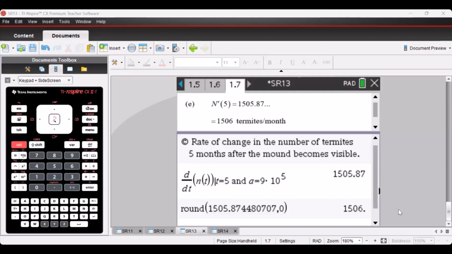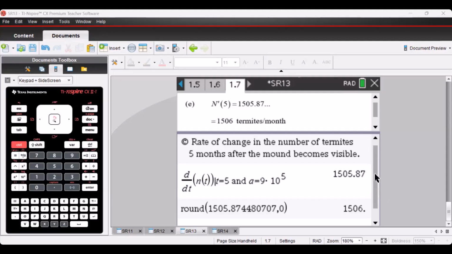1505.87... And to the nearest number of termites, and remembering that this is a rate of change per month, so the units are going to be termites per month, the instantaneous rate of change in the number of termites 5 months after the mound becomes visible is 1,506 termites per month. So let's now show you how to calculate that with TI-nspire.